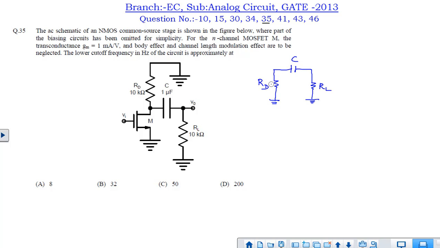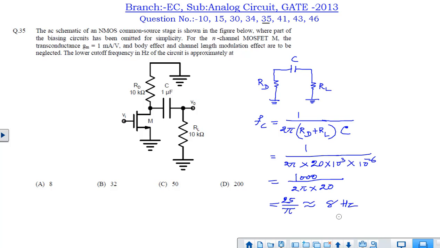looking at this point. If we look at this point, this RD and RL will be in series. So R equivalent is nothing but the summation of both RD and the load resistance RL. Every value is given. By putting the values, we can get the cutoff frequency to be nearly 8 Hz. That is what is asked in the question, the approximate value of the lower cutoff frequency, and that is 8 Hz. Hence the correct answer is A. Thank you.